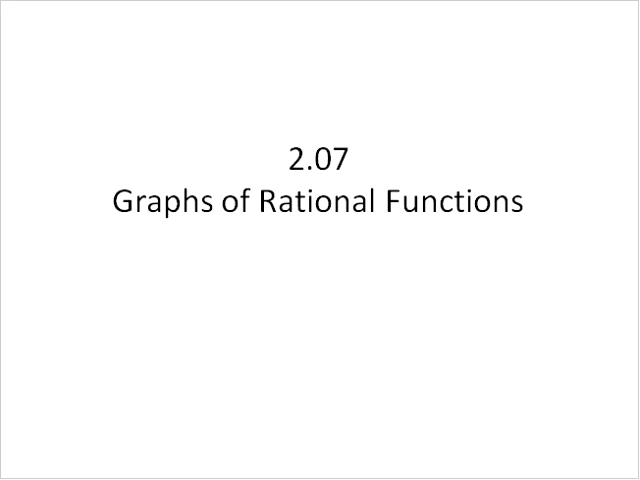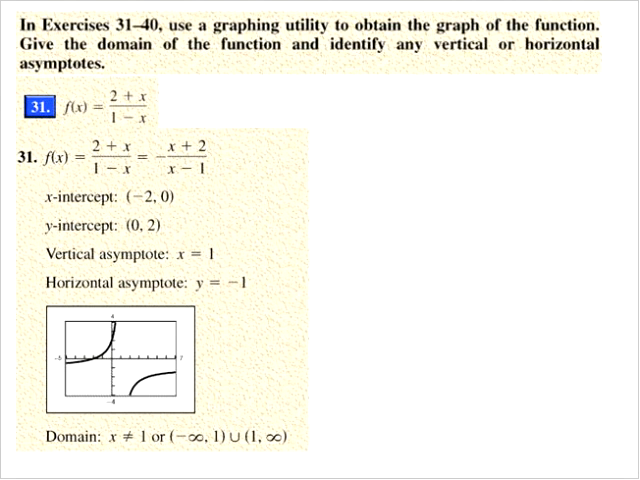This recording is to help you with lesson 2.07, Graphs of Rational Functions. We need to use a graphing utility to obtain the graph of each function and then give the domain, and then identify any vertical or horizontal asymptotes. So kind of a repeat of the last lesson a little bit here.